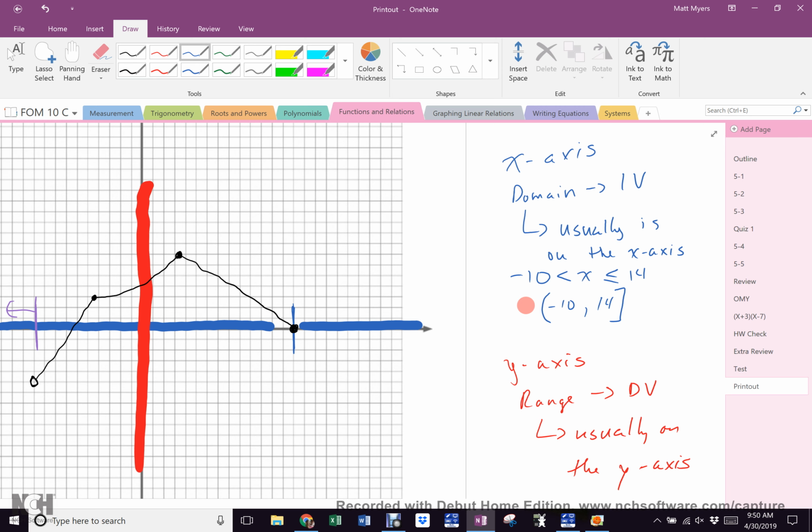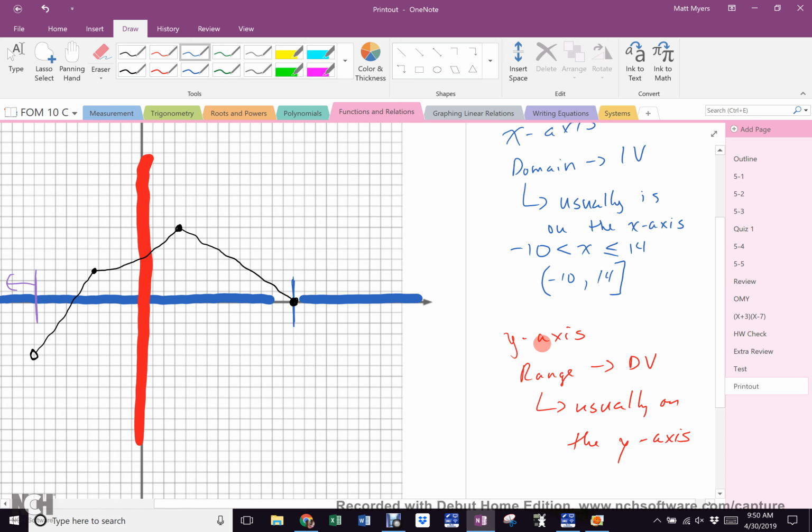Okay. So, now we're done looking at the blue. We're done looking at the domain. Now we're going to look at the range. Remember, the lowest value goes first. So now I'm looking on the red line, right? What is the lowest range value, the lowest y value I can have? It's right here, yes?